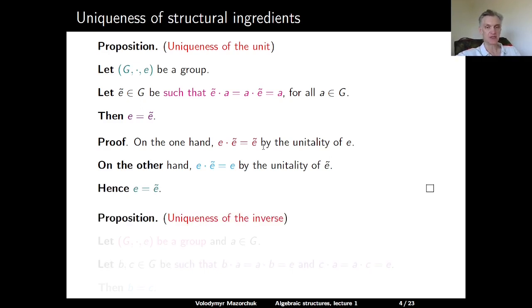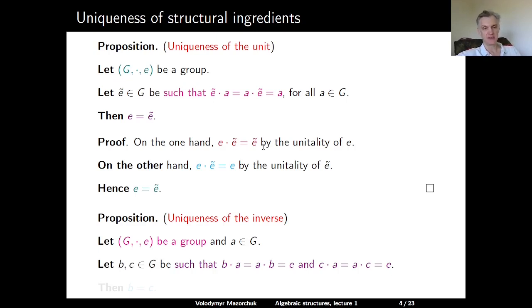Next, let us establish uniqueness of the inverses. So let G be a group and A a fixed element in G. Let B and C be two elements in G such that B times A is equal to A times B is equal to the identity, and C times A is equal to A times C is equal to the identity. Then B is equal to C. So the inverse element to A is unique.